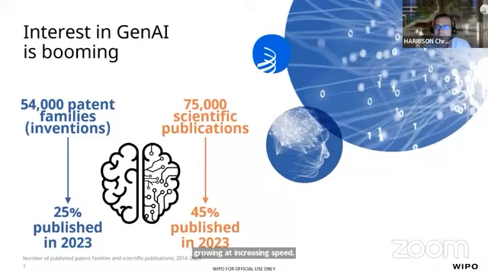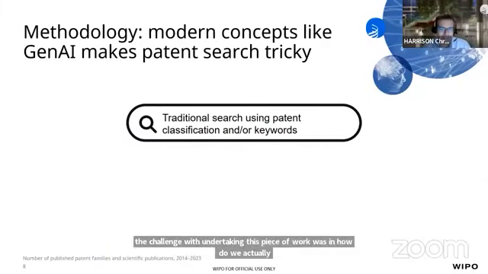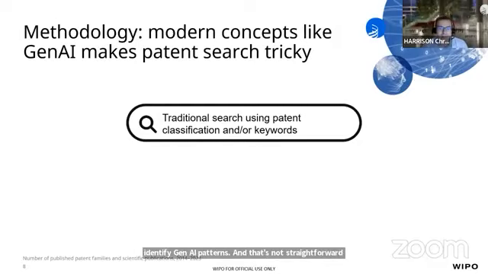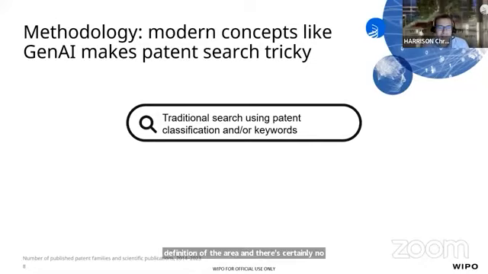Now, the challenge with undertaking this piece of work was in how do we actually identify Gen AI patents, and that's not straightforward. It's not straightforward because Gen AI is such a modern concept, and there's no clear technical definition of the area, and there's certainly no fully established patent classification schemes to help us use more traditional search approaches to identify many of the patents.